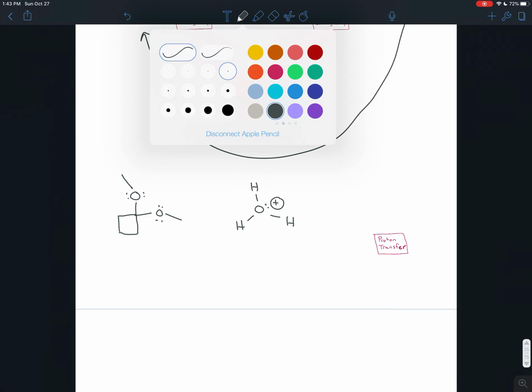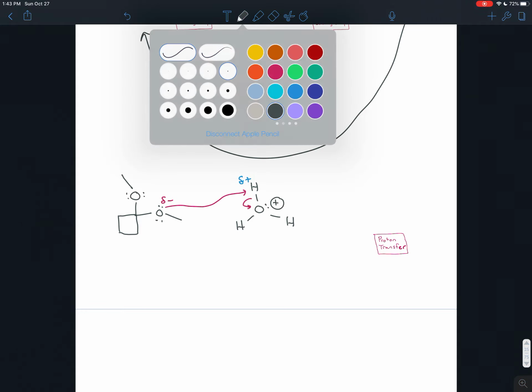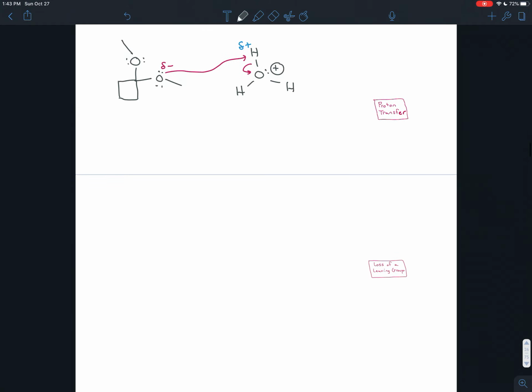So the oxygen here has a full positive charge. Each of those hydrogens has a slightly positive charge. They're losing their electron density to the voracious oxygen. And so these oxygens in these ethers will bump into that molecule. The slightly negative oxygen will steal the slightly positive hydrogen, and the electrons will snap back onto the oxygen of the hydronium. So that's our proton transfer.